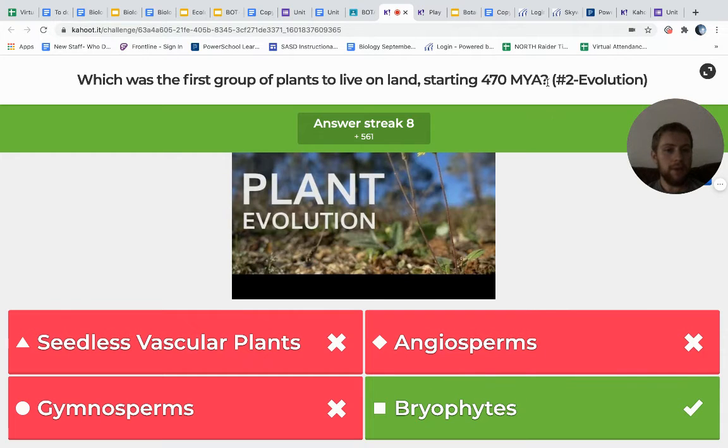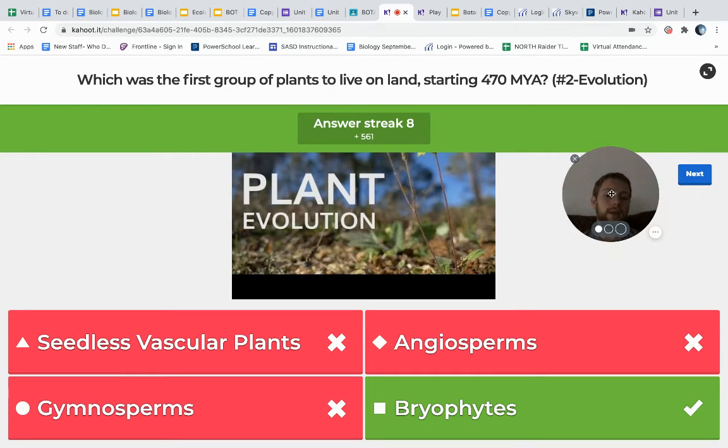So you don't have to memorize the years. You're not going to have to memorize 470 million years ago for the test. But you are going to have to perhaps memorize, bryophytes, first land plants, so on and so forth. And we'll talk about the other ones as they come.